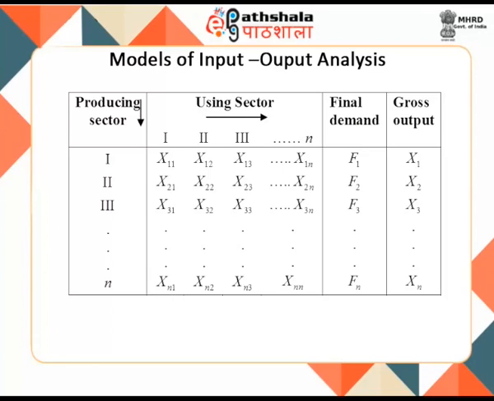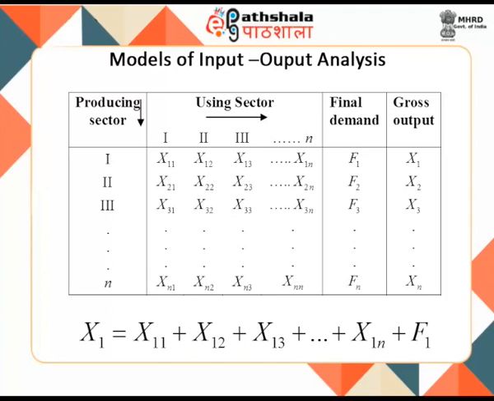From the table, we get X1 equal to X11 plus X12 plus X13 plus and so on to X1n plus F1. So in general, we sum up the outputs we get.